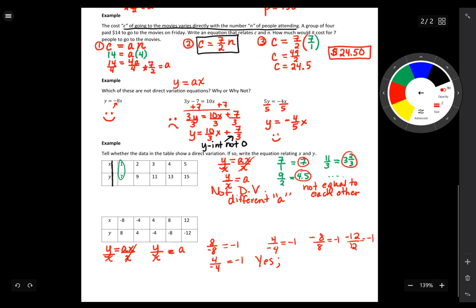So yes, direct variation since a equals negative 1. And since we know what a equals, y equals negative 1x. That is our direct variation equation. We replace a in the y equals ax equation.